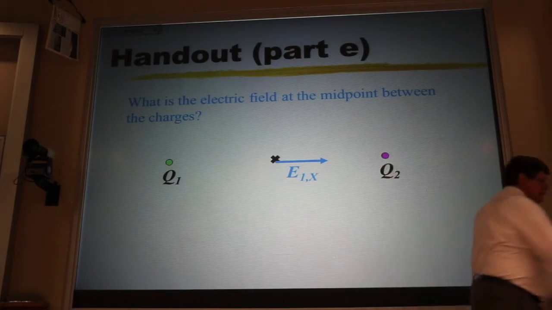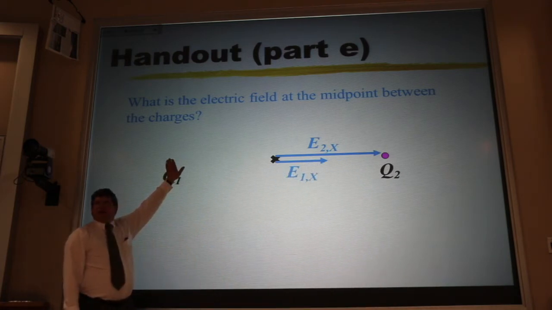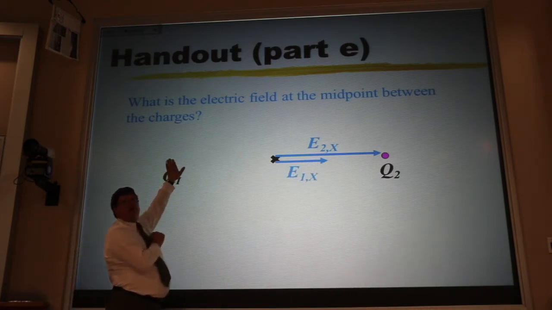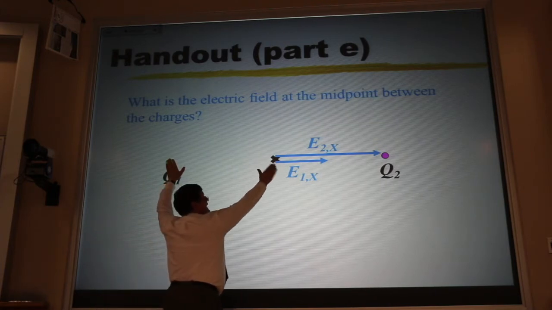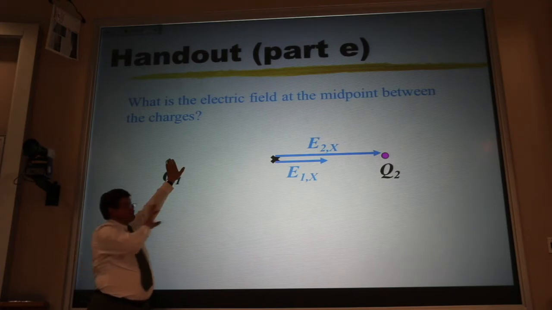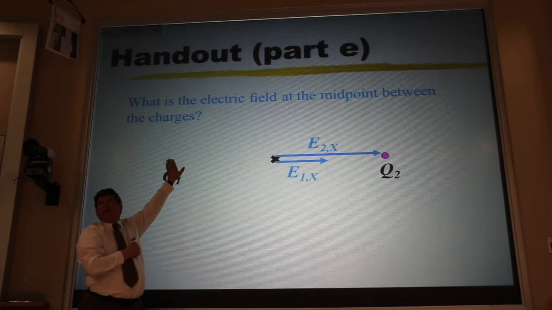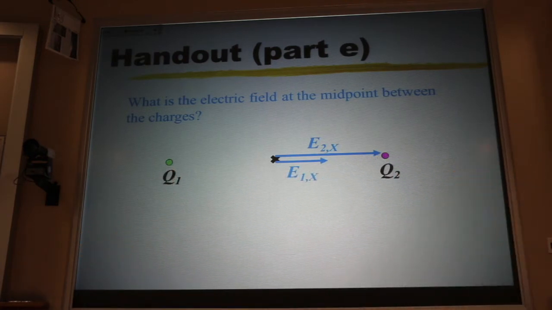The next thing I would do is I would pretend that Q1 doesn't exist, that the only source is Q2. And I would find the electric field at that X due to Q2. Notice that it's twice as big because the magnitude of that charge is twice as big. And it's to the right because it's towards a negative source. And then, once I found the electric field due to each part, I add them together to get the total.